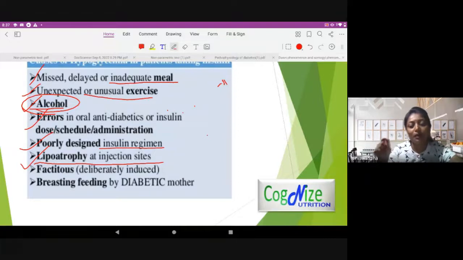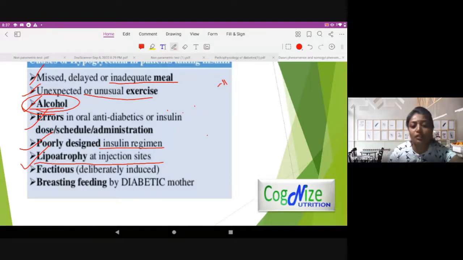Now, if the injection site is the same for long, then what happens? In that particular space, there will be atrophic conditions of the lipocytes, that is, your fat cells. So there will be a structural deformity, and when you inject, the insulin does not reach your epidermal junctional layer. It is not reaching the exact site in your body so that it can enter the bloodstream and start the process. So many times, lipoatrophy is again a reason for hypoglycemia.